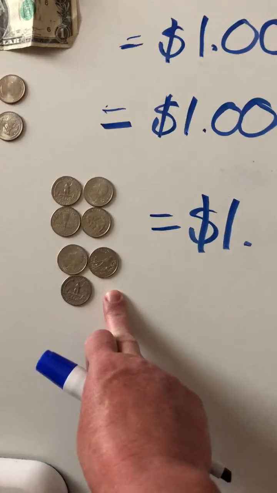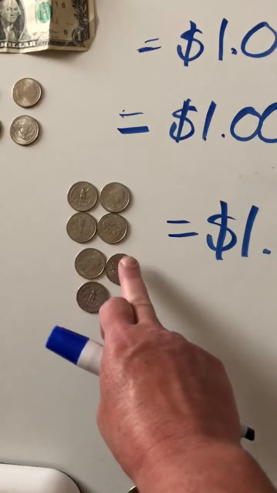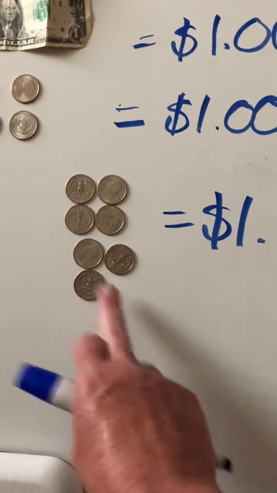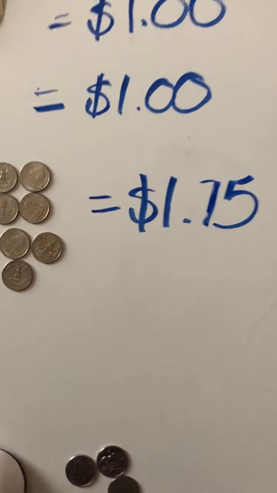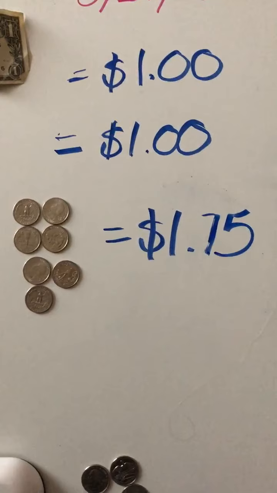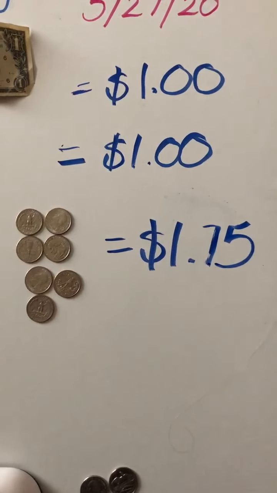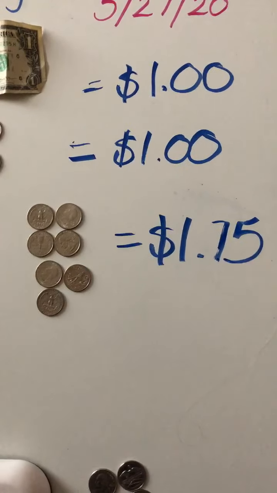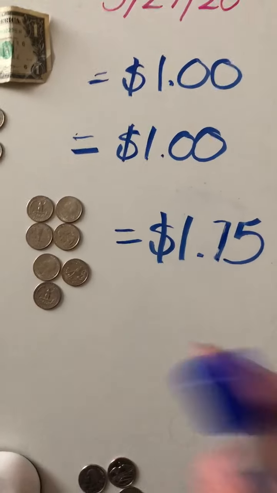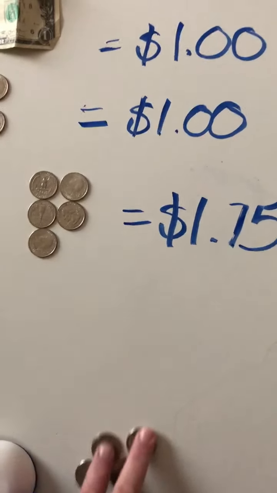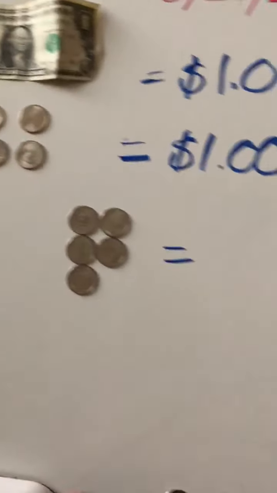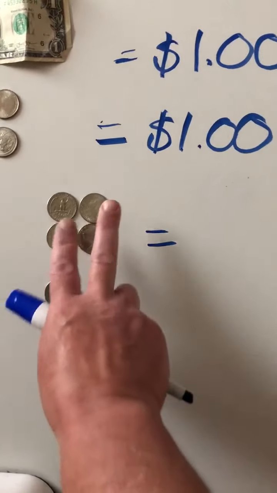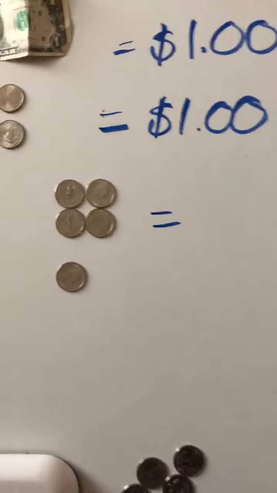How much is it? Let's count. 25, 50, 75. How much money do we have here? We have $1.75. 7 quarters equals $1.75. Okay, all right, I'm going to take 2 quarters away. How much money would this be? I hope you're kind of getting the knack of this, especially how easy it is to group that dollar together.